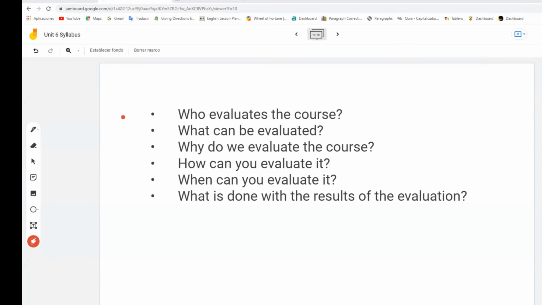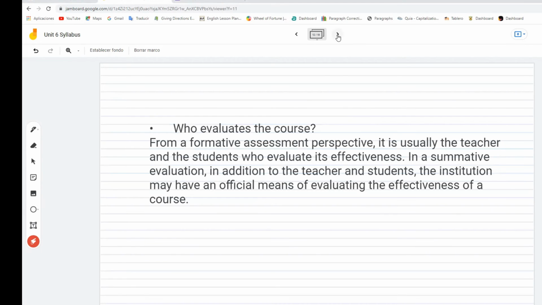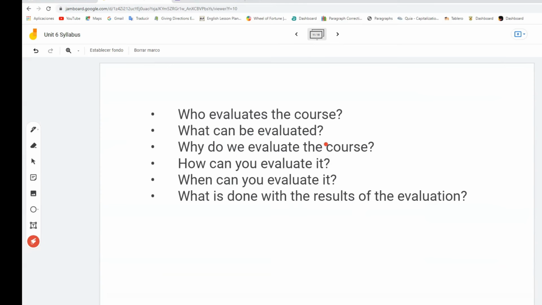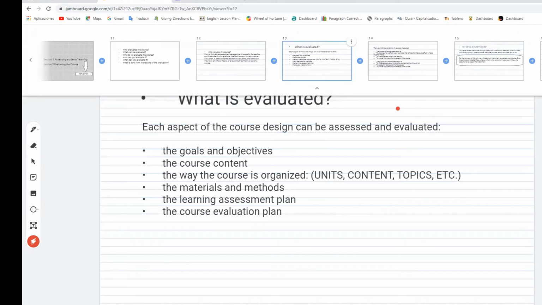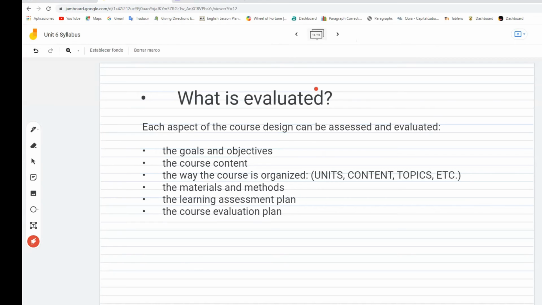The first question, who evaluates the course? From a formative assessment perspective, it is usually the teachers and the students who evaluate its effectiveness. In a summative evaluation, in addition to the teacher and students, the institution may have an official means of evaluating the effectiveness of a course. What can be evaluated? Each aspect of the course design can be assessed and evaluated. The goals and objectives, the course content, the way the course is organized, the units, content, topics, etc., the materials and methods, the learning assessment plan, and the course evaluation plan.